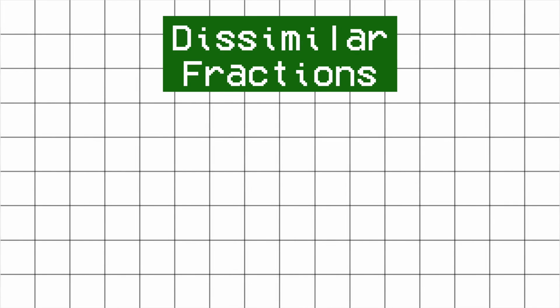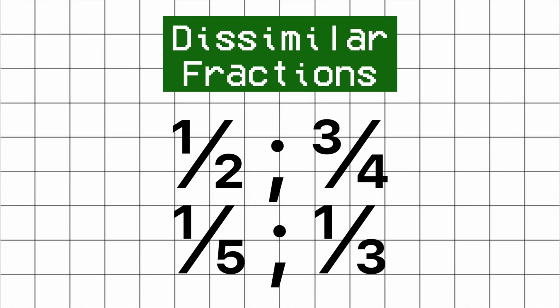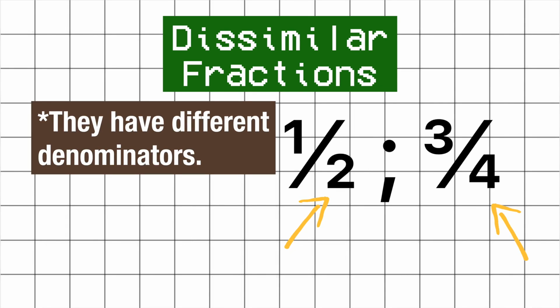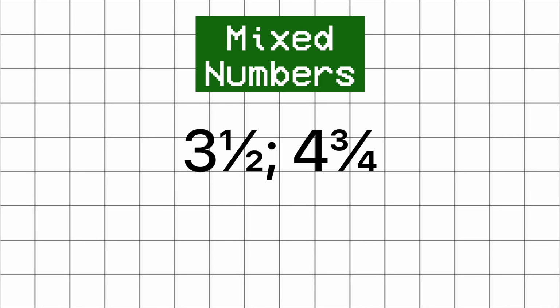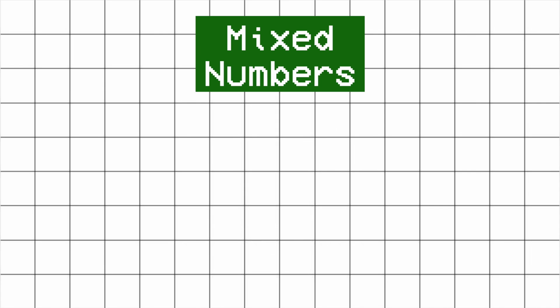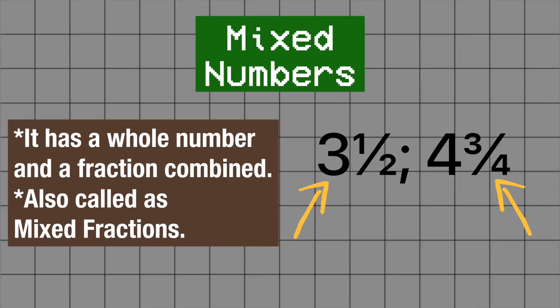Next is dissimilar fractions, like 1/2 and 3/4, 1/5 and 1/3. They are dissimilar fractions because they have different denominators. And the last is mixed numbers, like 3 and 1/2, 4 and 3/4, 5 and 1/3, and 6 and 2/5. They are mixed numbers because they have a whole number and a fraction combined, also called mixed fractions.